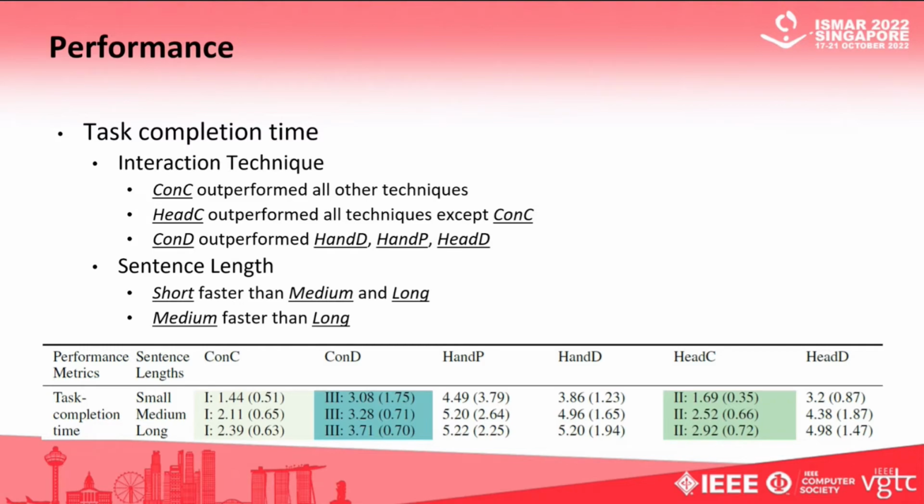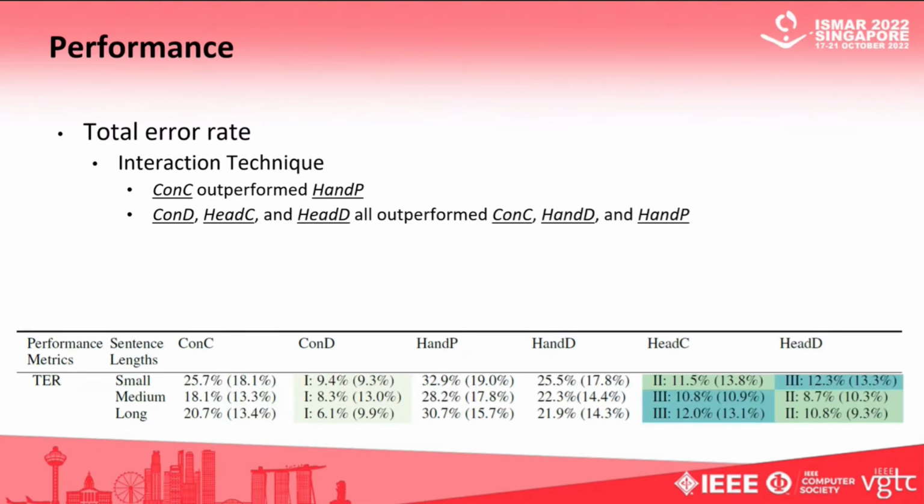Regarding sentence length, we found participants finished the selection much faster in short than in medium and long. We found participants finished much faster in medium than in the long condition. For total error rate, controller click outperformed hand pinch. Controller dwell, head click, and head dwell all outperformed controller click, hand dwell, and hand pinch.